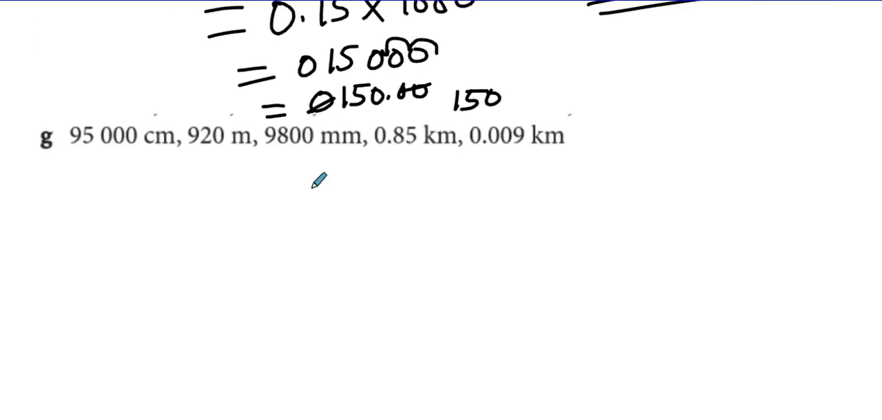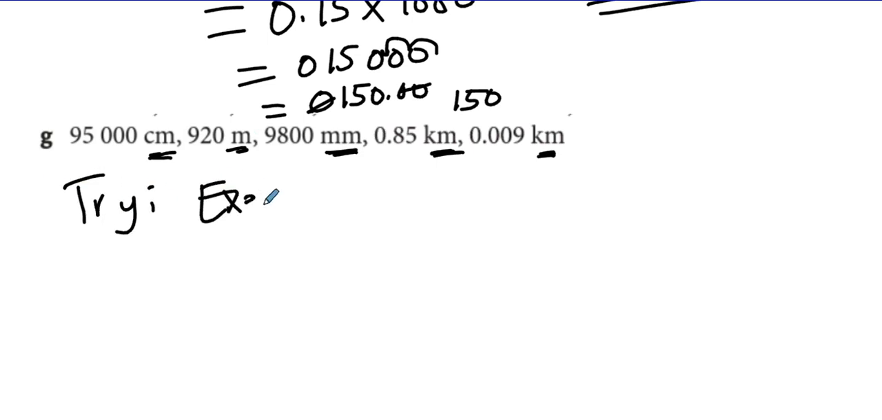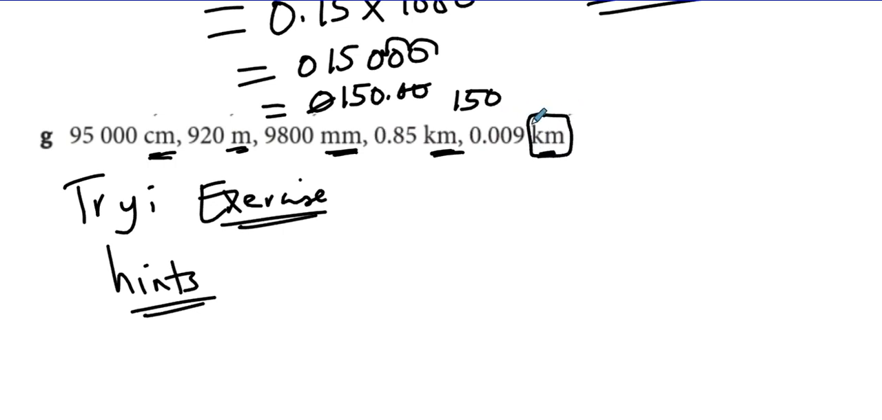Okay, this one. We have centimeter, meter, millimeter, and kilometer. So the idea is to change all these units into the same unit. Let me leave this as an exercise to you, but I will give you some hints. Hint number 1 is convert kilometers into millimeters.